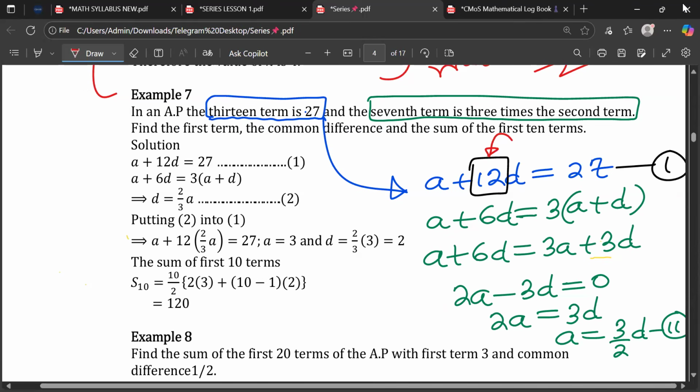13th term, you put there 12. This one is A, this one is D. 7th term, you put here 6. What are they saying? It is 3 times the 2nd term. You put here 1. Then the rest is algebra.